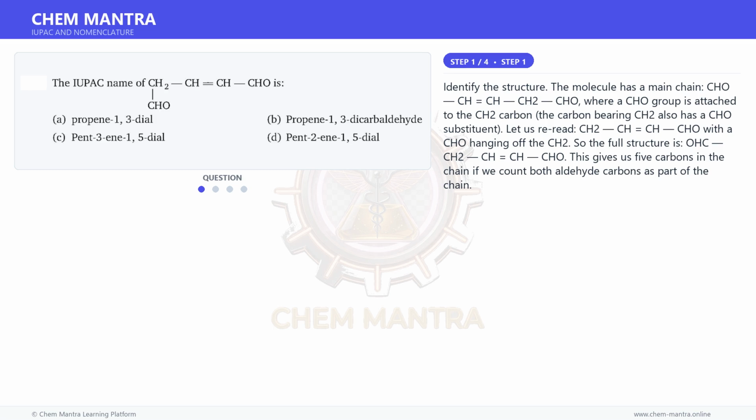Identify the structure. The molecule has a main chain, CHO CH=CH CH2 CHO, where a CHO group is attached to the CH2 carbon. The carbon bearing CH2 also has a CHO substituent. Let us reread. CH2 CH=CH CHO with a CHO hanging off the CH2. So the full structure is OHC CH2 CH=CH CHO. This gives us 5 carbons in the chain if we count both aldehyde carbons as part of the chain.